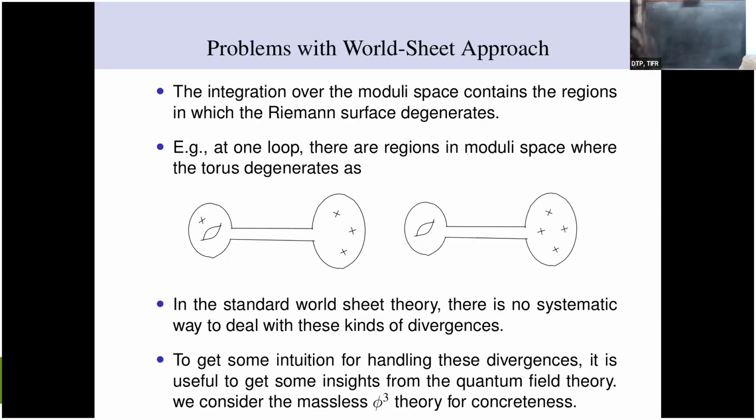Similarly, you can have a situation where these four punctures are together and then this hole is separated by this long tube. So in the standard worldsheet theory, there is no systematic way to deal with these kinds of divergences, modulo this contour prescription.